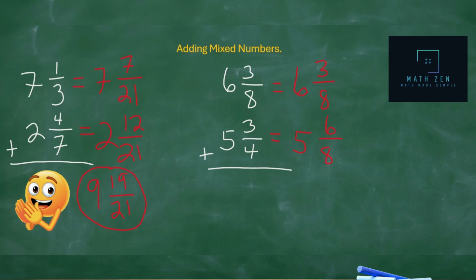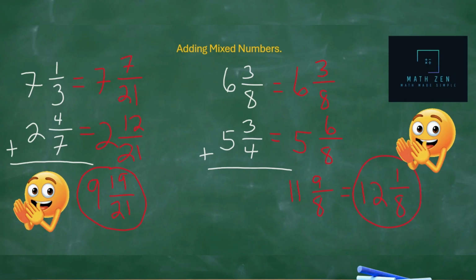And when I add this up, I'm going to get 11 as my whole number, 9 as my numerator, and 8 as my denominator. Hopefully you realize that is still improper. So we need to divide 9 by 8. We can get one more whole group of 8 out of 9, which would get added to the 11, which is going to give us a final answer of 12 and 1/8. Give yourself a huge pat on the back if you got both of those right.